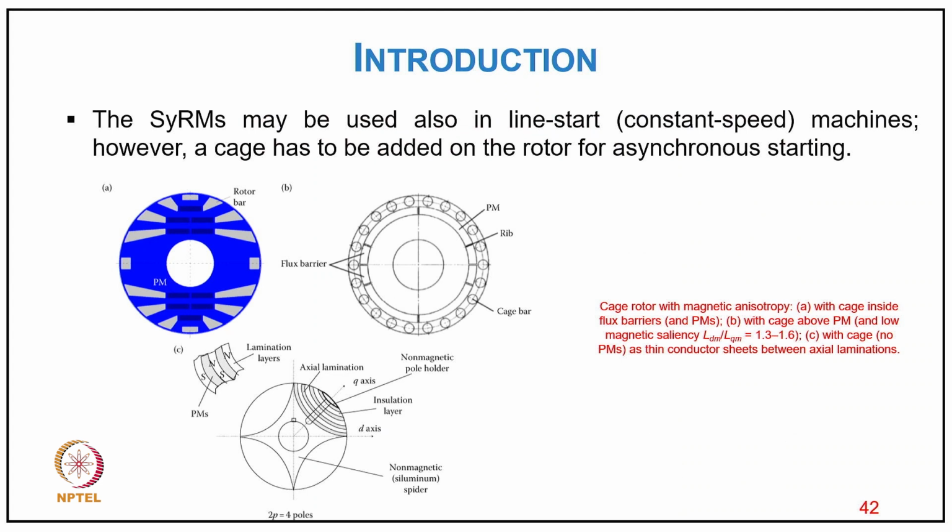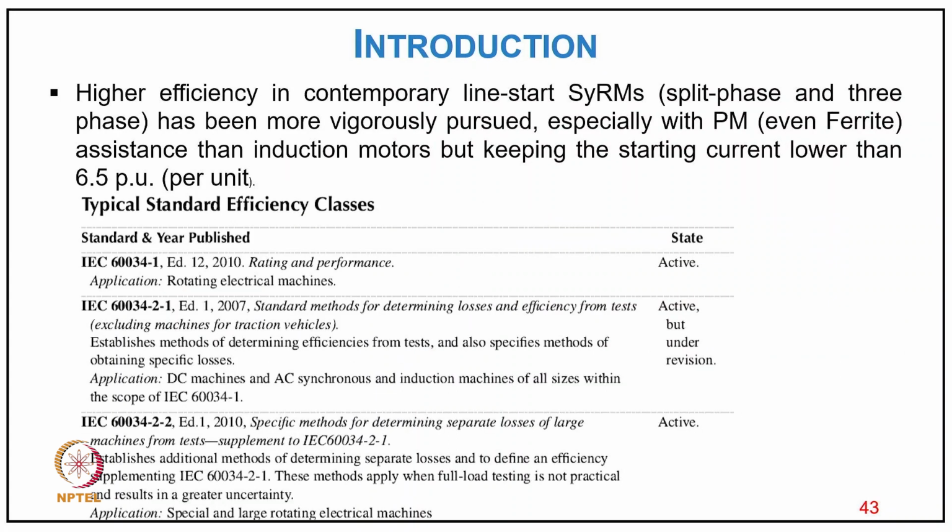The synchronous reluctance motor may be used in line start constant speed machines. However, a cage has to be added on the rotor for asynchronous starting, as you see here. So higher efficiency in contemporary line start synchronous motors, split-phase and 3-phase, has been vigorously pursued, especially with PM or ferrite assisted induction motors, but keeping the starting current lower than 6.5 per unit. These are the typical standards for efficiency classification.